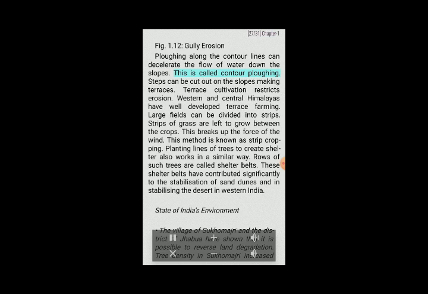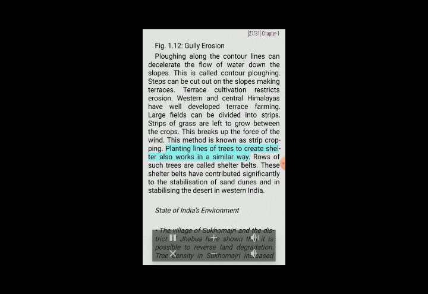This is called contour ploughing. Steps can be cut out on the slopes, making terraces. Terrace cultivation restricts erosion. Western and central Himalayas have well-developed terrace farming. Large fields can be divided into strips. Strips of grass are left to grow between the crops. This breaks up the force of the wind. This method is known as strip cropping.